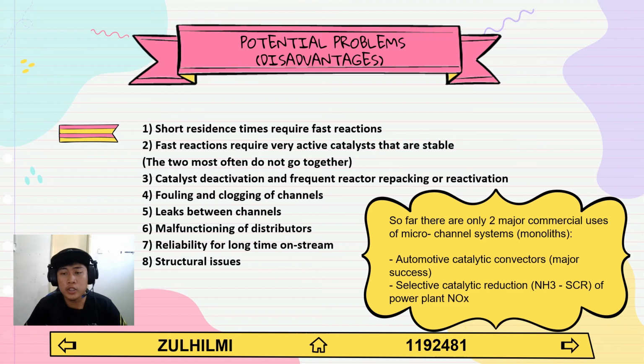So far, there are only two major commercial uses of microchannel systems, which is the monolith. First is the automotive catalytic converter, which is a major success. And then selective catalytic reduction, which is NH3 SCR of power plants and so on.